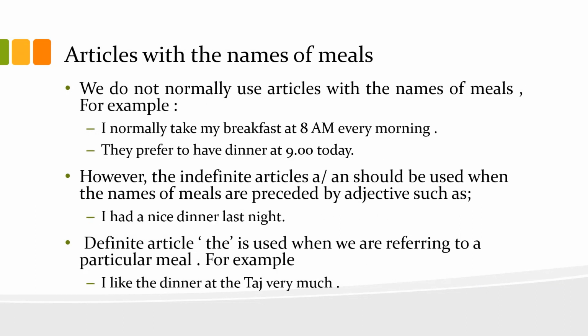Articles used with the names of meals. We do not normally use articles with the names of meals. For example, I normally take my breakfast at 8 am every morning. They prefer to have dinner at 9 today. So in these cases, breakfast and dinner refer to the general breakfast and dinner. In such cases, we should not use the before them. However, the indefinite article a or an should be used when the name of a meal is preceded by an adjective, such as I had a nice dinner last night. Similarly, the definite article the is used when we are referring to a particular meal. For example, I like the dinner at the Das very much. So there are exceptions, and these exceptions have to be kept in mind.